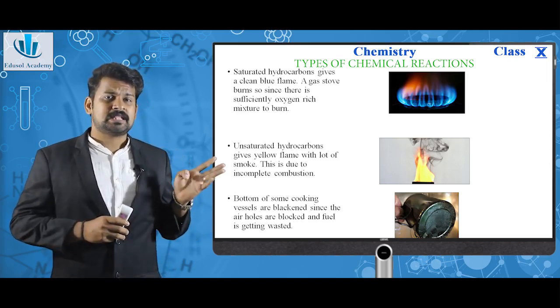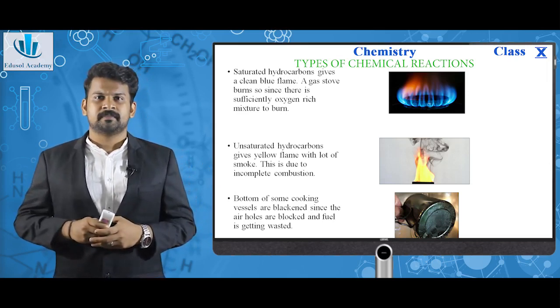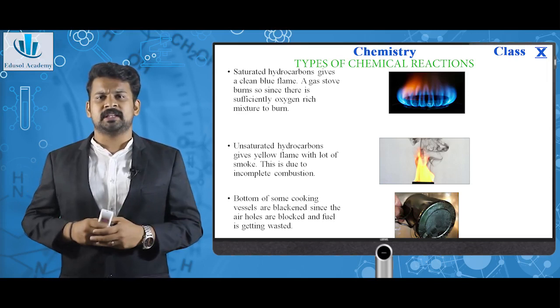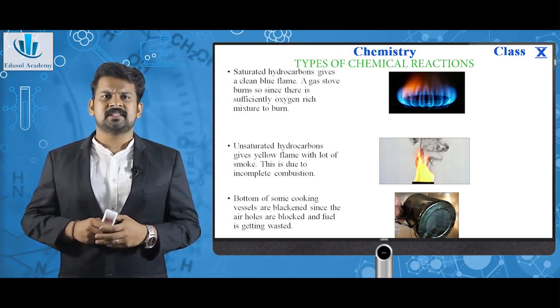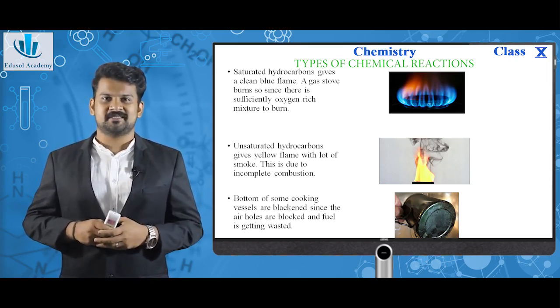As you can see, saturated hydrocarbons give a clean blue flame. The picture shows a gas stove burning. This is a common thing that we see in our homes. A gas stove burns so since there is a sufficiently oxygen rich mixture to burn, which means complete combustion has taken place.